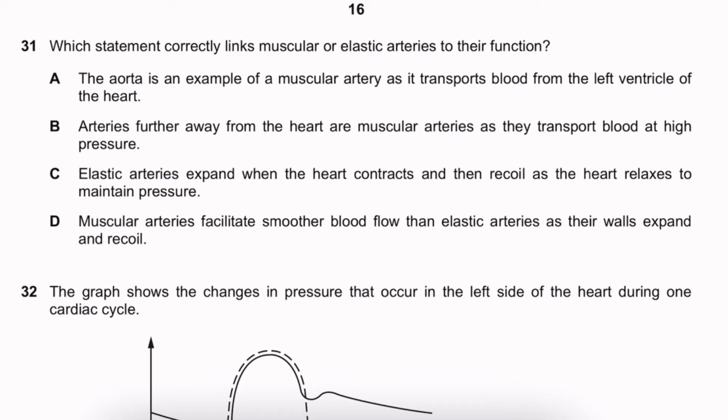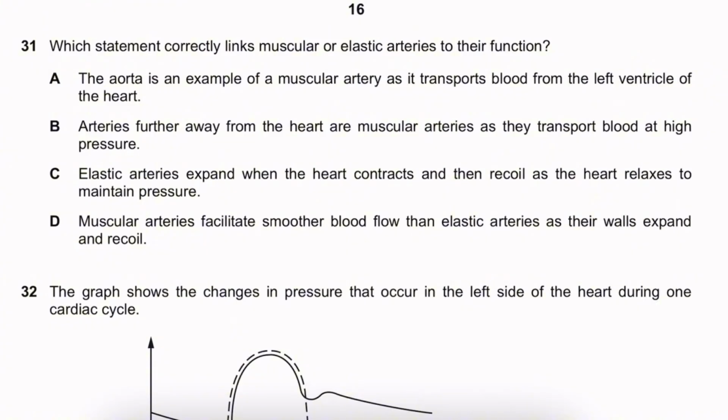Okay, which statement correctly links muscular or elastic arteries to their function? The aorta is an example of a muscular artery as it transports blood from the left ventricle to the heart. Actually, the blood vessels closest to the heart, like the aorta and the pulmonary artery, are elastic arteries because they need elastic recoil to adjust the blood pressure nearest to the heart, because the pressure there is quite high. But then moving away from the heart, the pressure starts to decrease, and so we have muscles which are able to constrict or dilate the blood vessels so that more or less blood flows, and they're able to regulate pressure in that way.